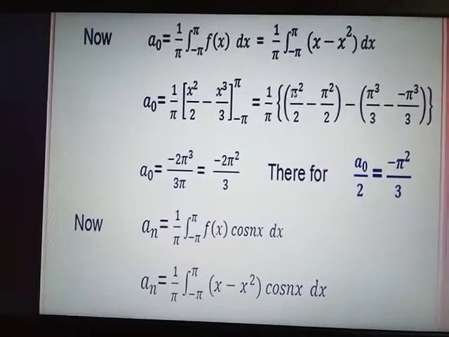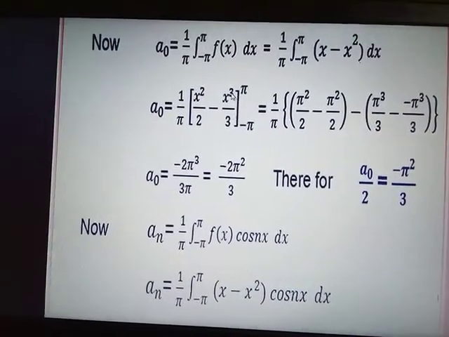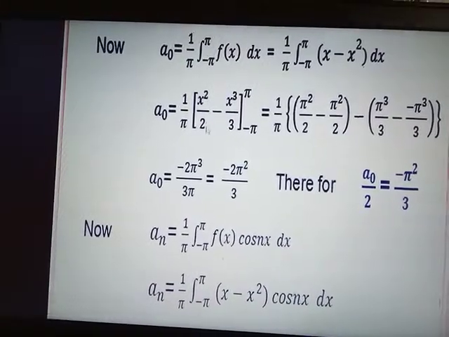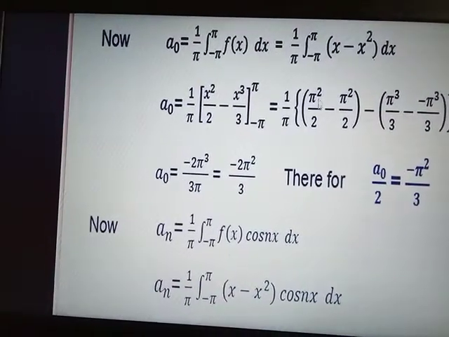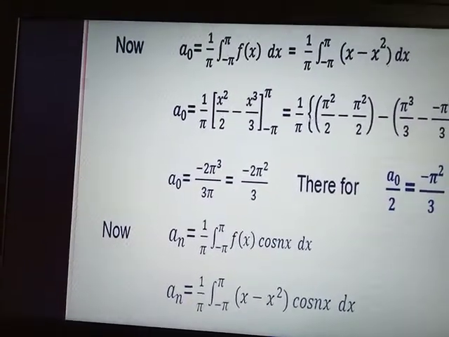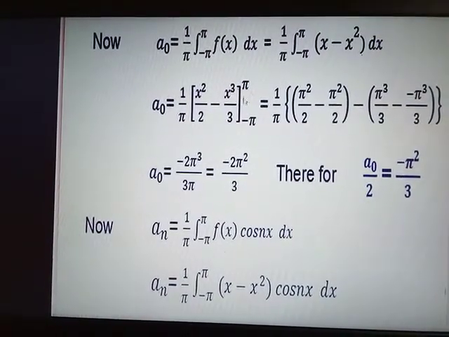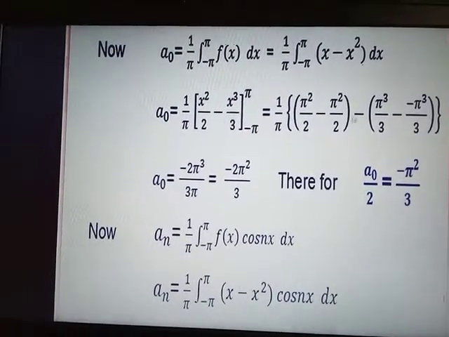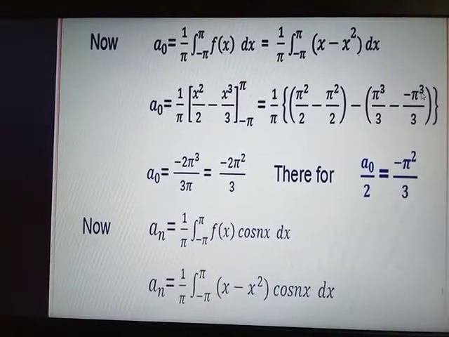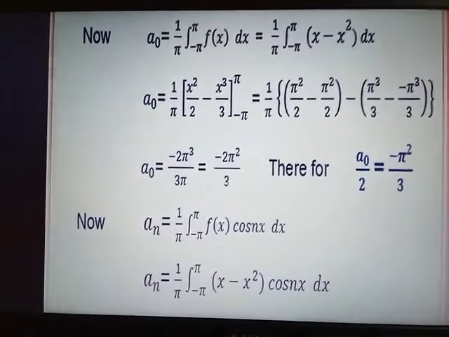Then, keep 1 by pi as it is. First apply the upper limit, then lower limit. When we apply upper limit and lower limit for this first term, that is x square by 2, we will get pi square by 2 minus pi square by 2, minus of this minus as it is here. Next, applying upper limit and lower limit for this second term, that is x cube by 3, we get x cube by 3 minus of minus pi cube by 3, this is pi cube by 3 minus of pi cube by 3. We get this.